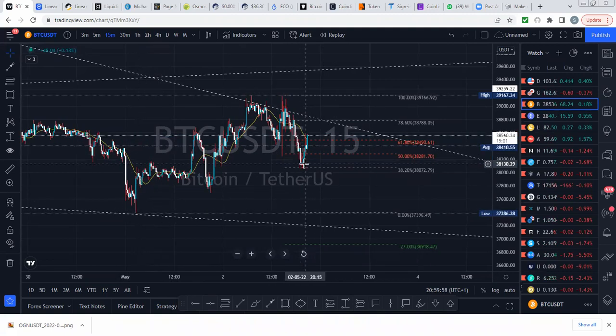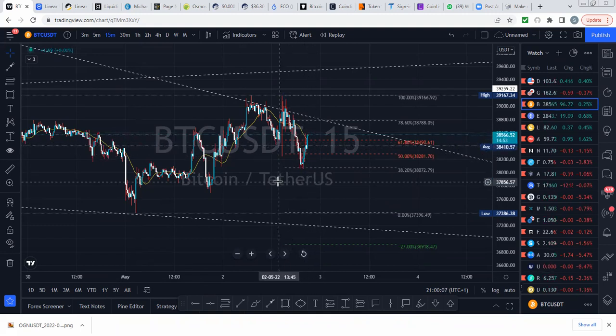You can see on BTC, price is trying to reject at what? At 61.8. Price is trying to reject here at 61.8.